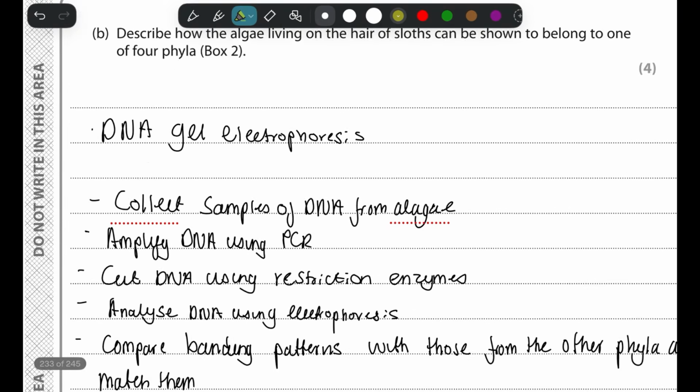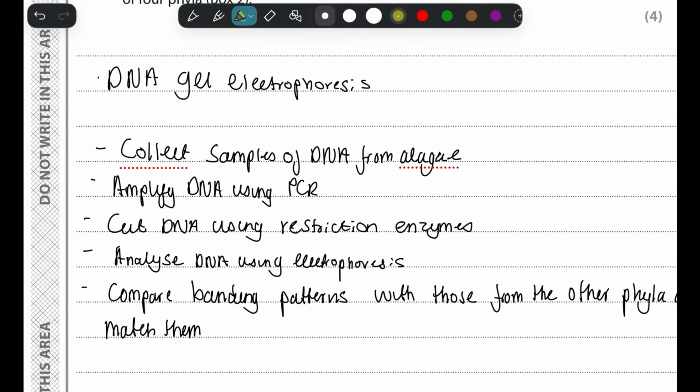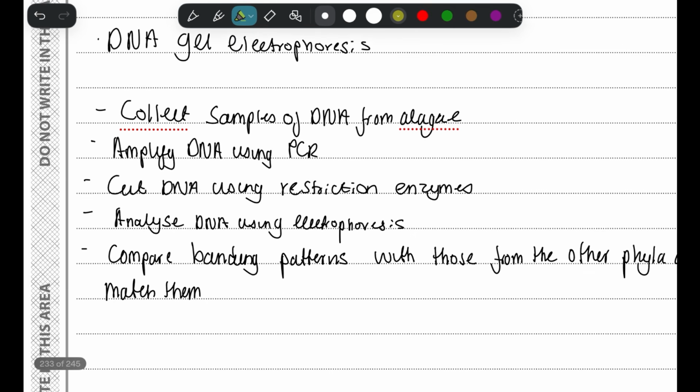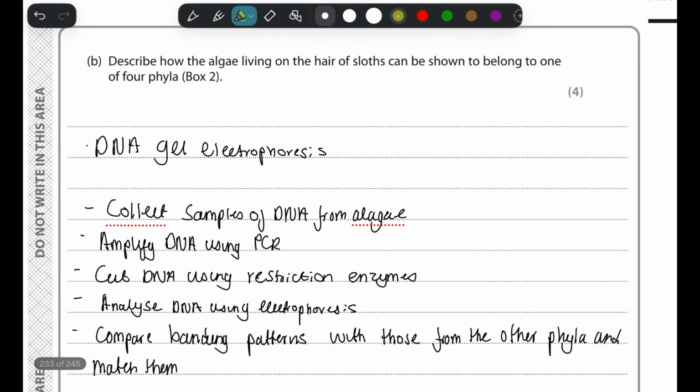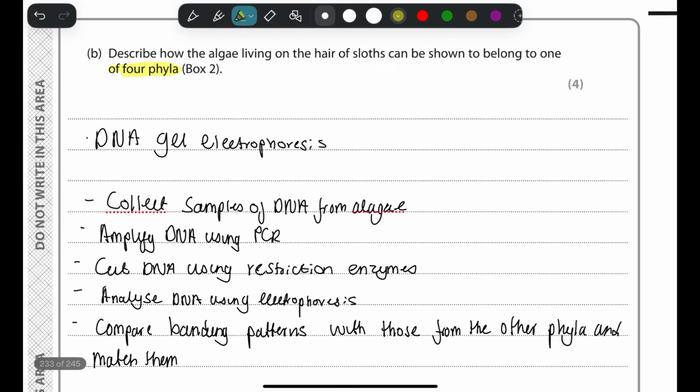That's all you really need to know. So there's kind of two ways you can answer this. I've gone down DNA gel electrophoresis. In that instance, again, we don't really need to use the actual article. You just use your own knowledge. So just describe what's happening in electrophoresis: you get the sample, amplify it, use restriction endonucleases, and then you analyze it using electrophoresis and compare the banding patterns to the phyla, because you always have to make sure that you're relating back to the question.